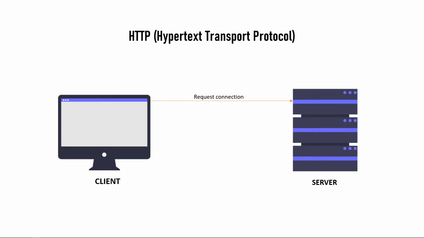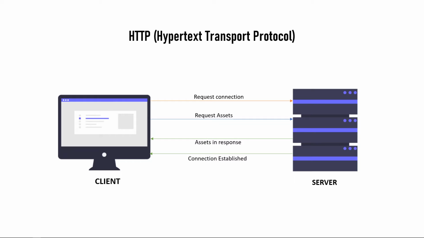The client will then send a request to the server stating that it wants to establish a connection. The server will internally check whether this particular IP is related to a website that is available. If it is, then it will send a response stating that a connection has been established. Once a connection has been established between the client and the server, the client will send a subsequent request stating that it needs assets to display the website page. The server will then send a response with the assets. The client is responsible for downloading those assets and showcasing an output for the user.